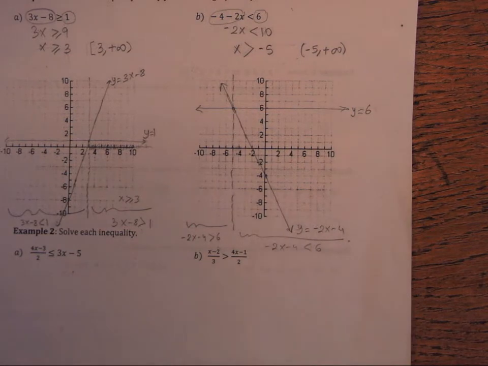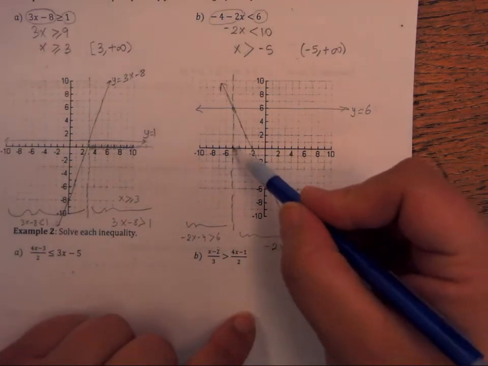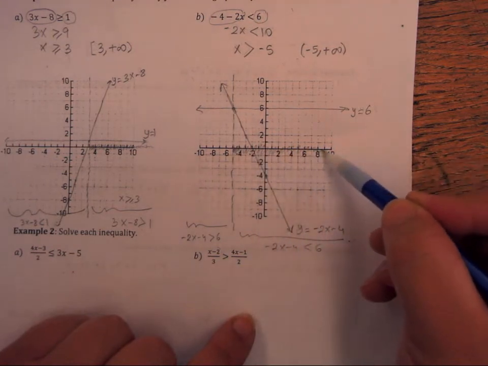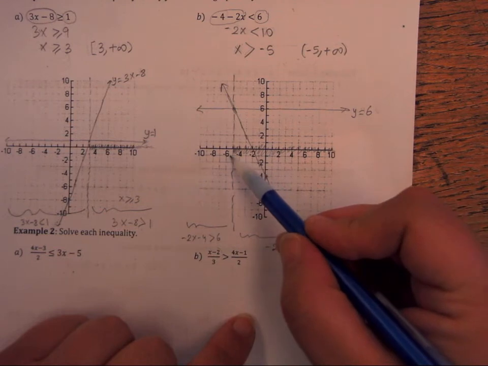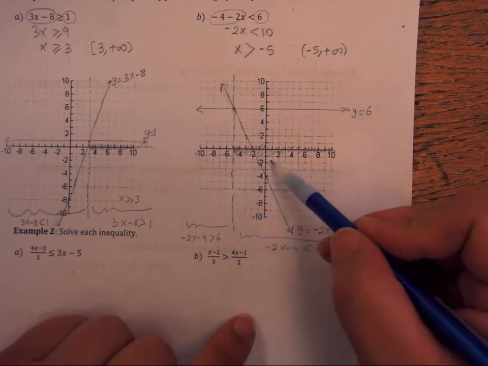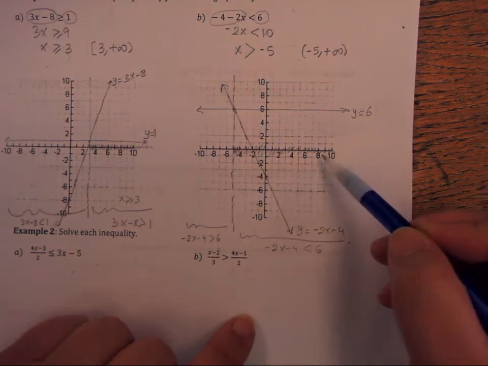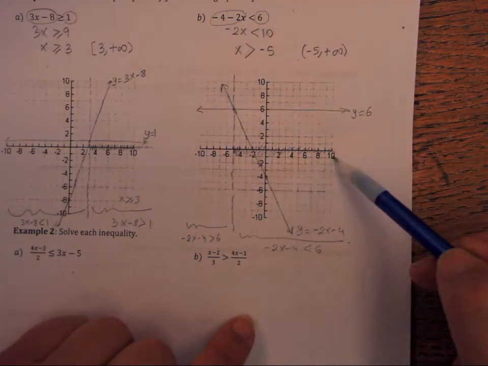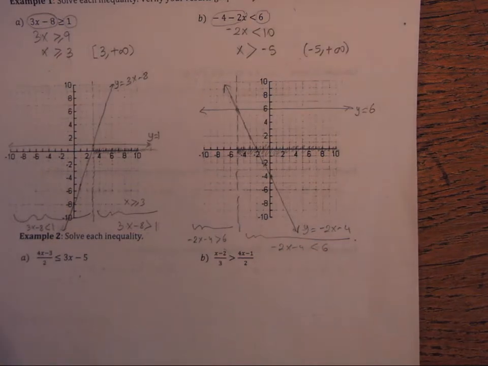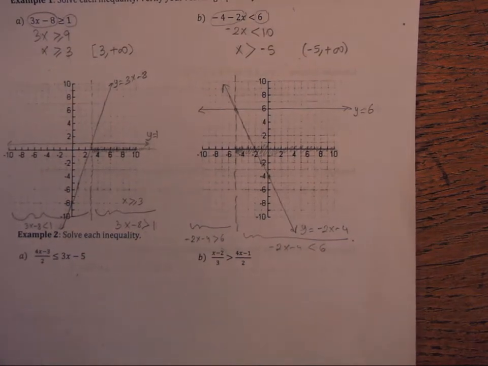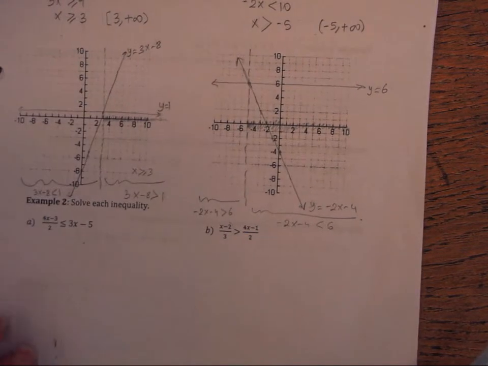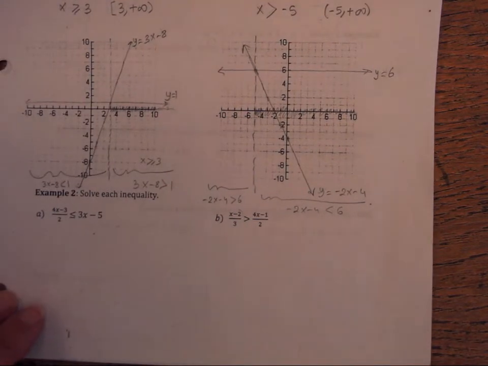We want the x values for that right side. So let's look at the x values. How can you represent those x values? There's negative 5, x greater than negative 5. Same as the algebraic work. x greater than negative 5. Any question? No? Okay. Example 2, solve each inequality.